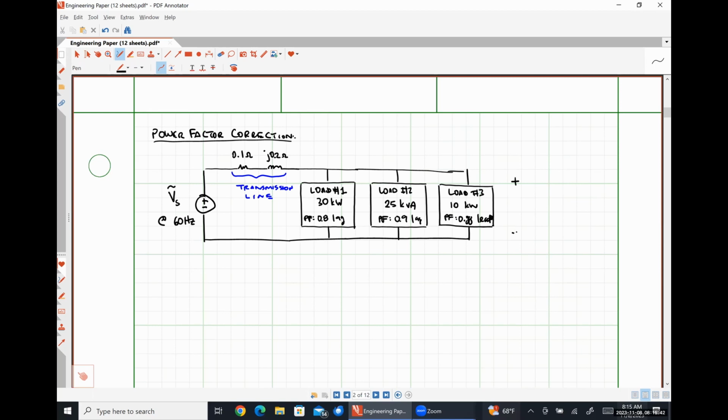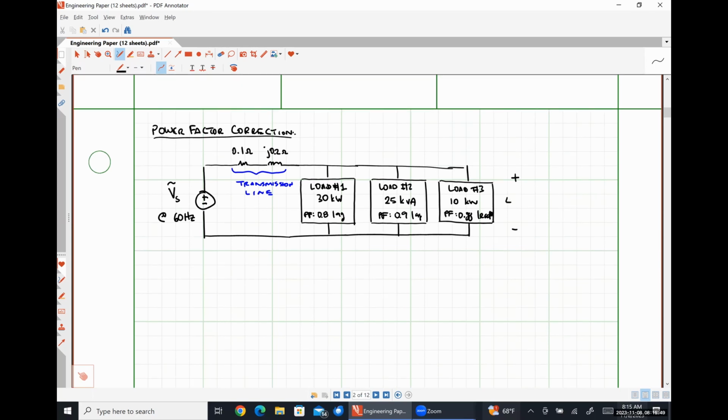We can measure the voltage drop across our 3 loads in parallel, and we find that the voltage here is 480 angle 0 degrees volts RMS, and I want us to find the power factor at which the source supplies power and the value of Vs.